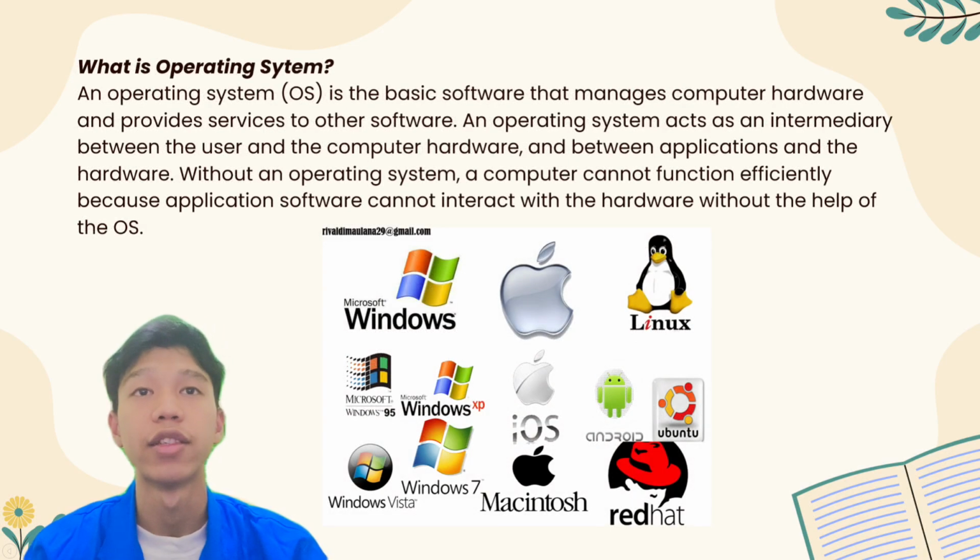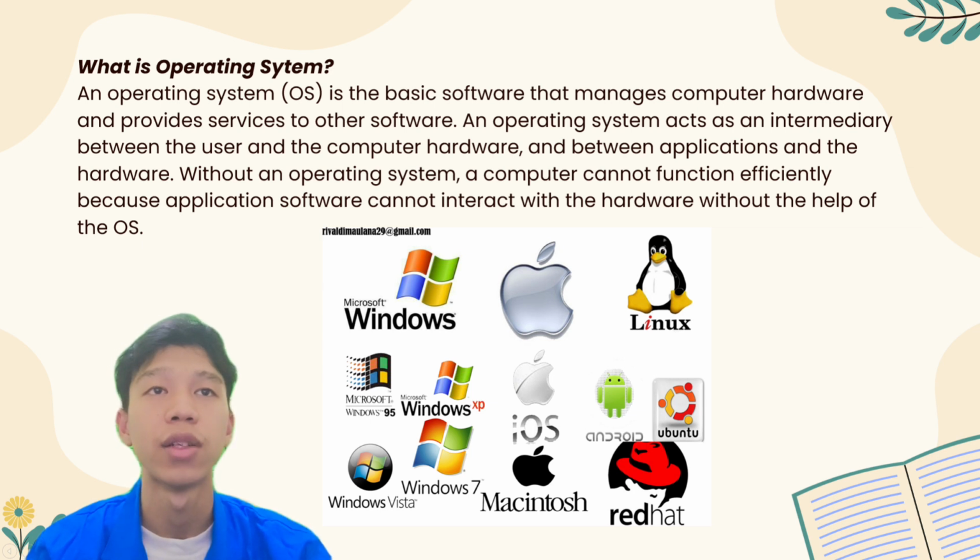What is operating system? An operating system or OS is the basic software that manages computer hardware and provides services to other software. An operating system acts as an intermediary between the user and the computer hardware and between applications and the hardware. Without an operating system, a computer cannot function efficiently because application software cannot interact with the hardware without the help of the OS.